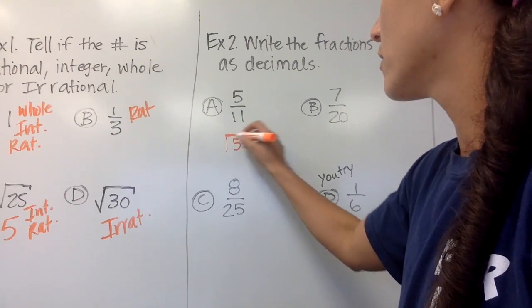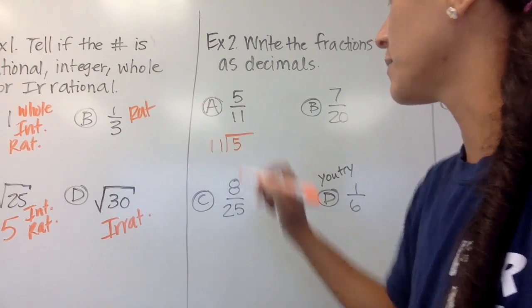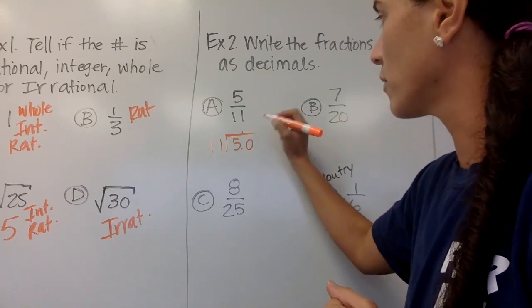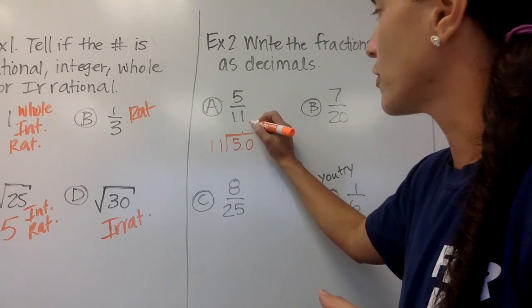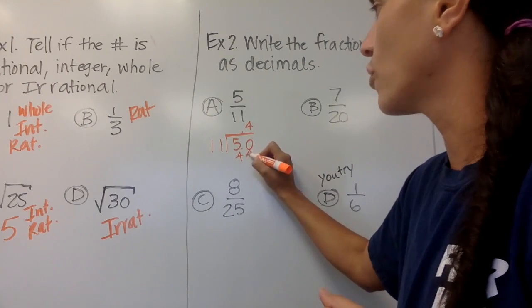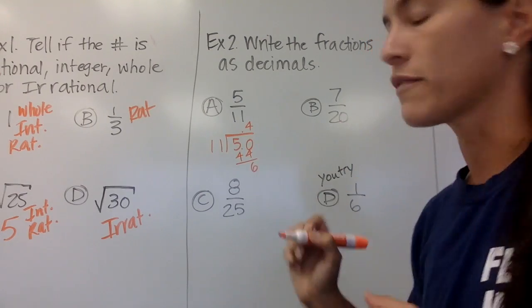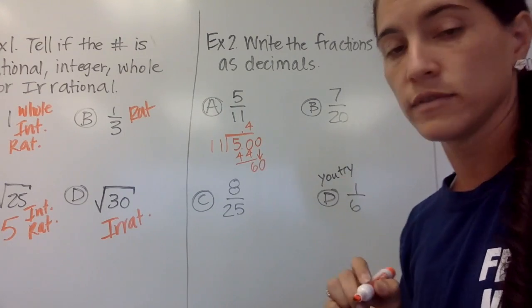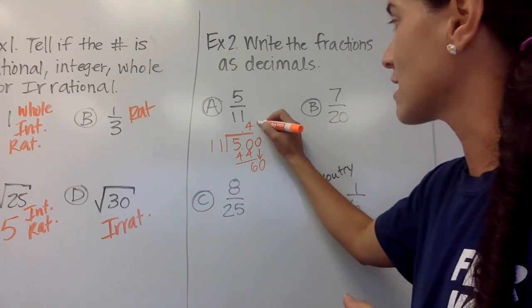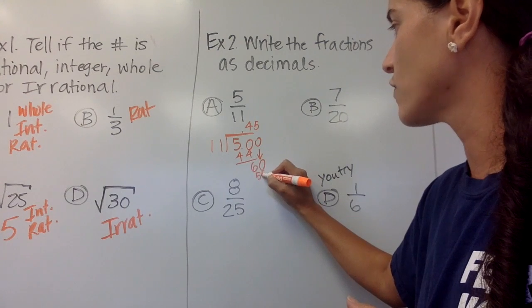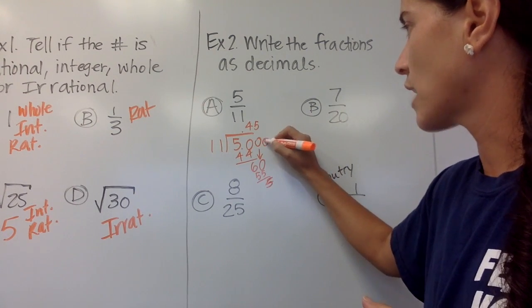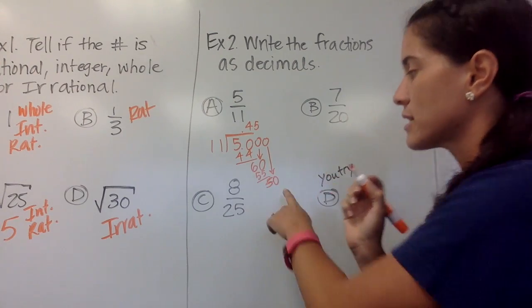5 divided by 11. Now 11 won't go into 5, so we need to add a decimal and a 0. And 11 will go into 50 4 times. That's 44. And I subtract and I'm left with 6. So I add a 0. I bring it down. 11 will go into 60 5 times. 5 times 11 is 55. And I'm left with 5. Going to add a 0. And notice I'm back at 50.